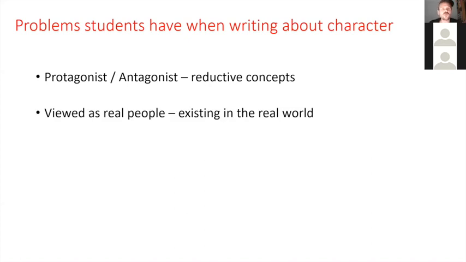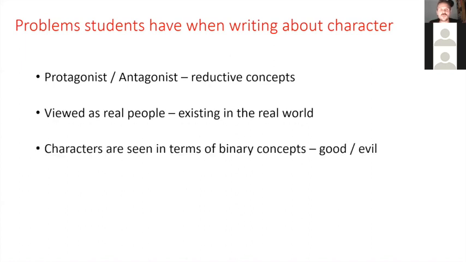Then we have the problem where students see characters as existing in the real world, that they're real people. So Macbeth is a real person, and when they're watching Romeo and Juliet, they're real people, and they treat them as if they're real people. Then we also have them seen in binary concepts. They're either good or evil, and they don't understand the shades of complexity behind. We can have good characters that do bad things, and bad characters that can do good things. I'm reminded of the poem Vultures, the idea that life is complex.